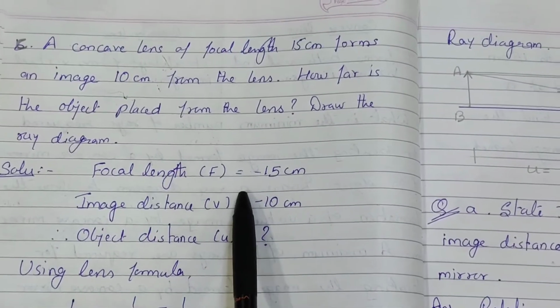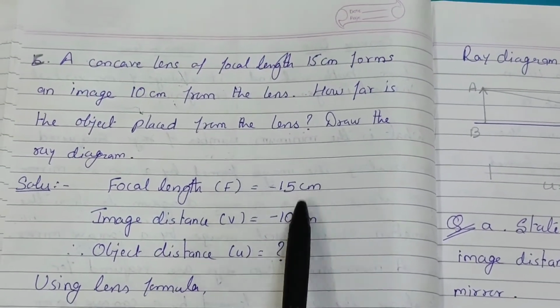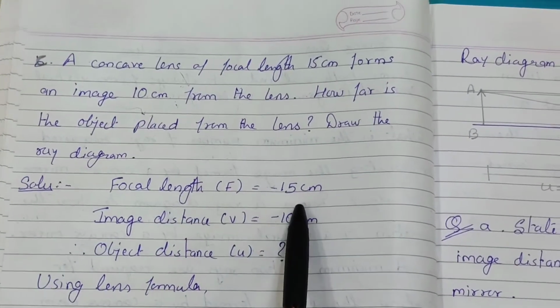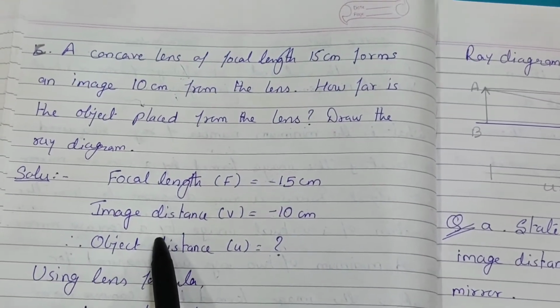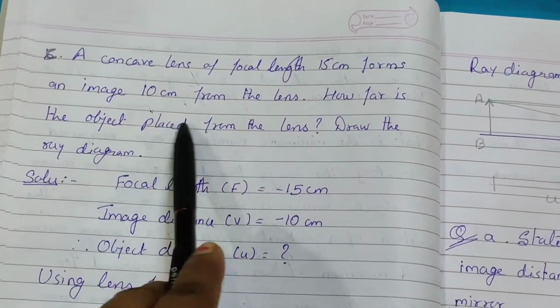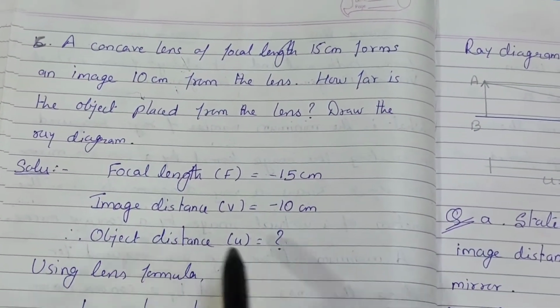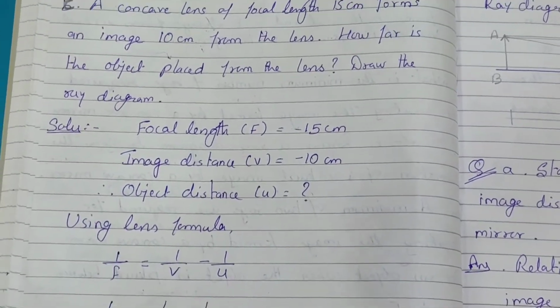Focal length equals -15. For a lens, whatever is placed in front of the lens, it comes in negative. Image distance has been given as -10, forms an image 10 cm. So v equals -10. We have to find the object distance.